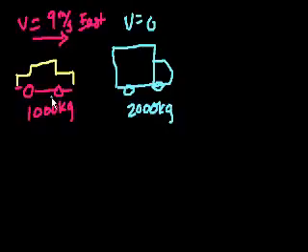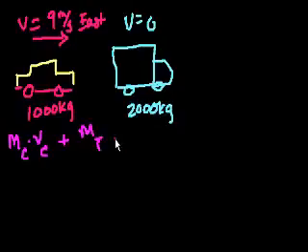Well, all we have to do is think about what is the combined momentum before the collision. Well, let's see. The momentum of the car is going to be the mass times the velocity of the car. The total momentum is going to be the mass of the car times the velocity of the car plus the mass of the truck times the velocity of the truck. And this is before they hit each other.